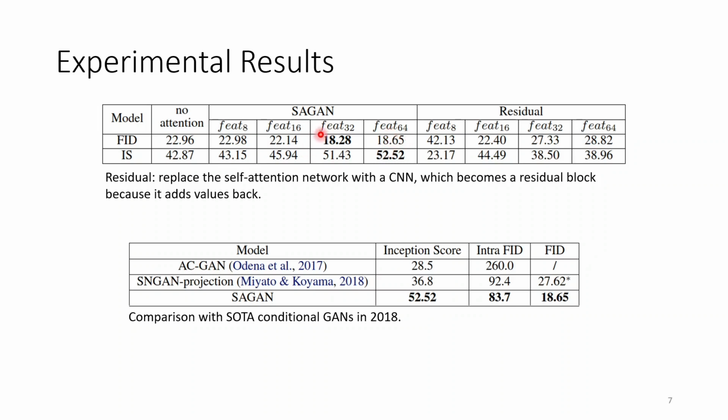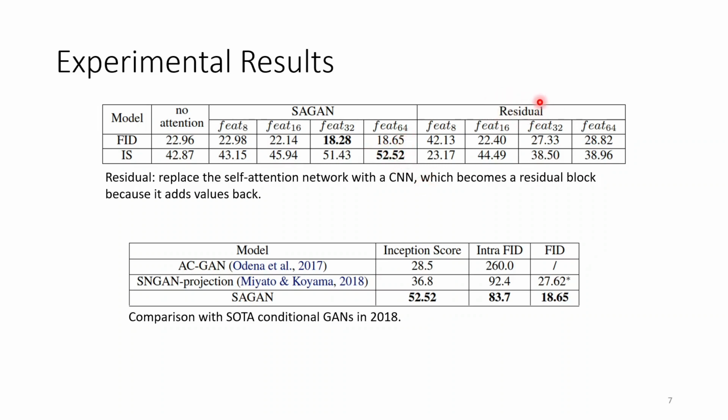Okay. And because self-attention is very expensive, in 2018 they could only apply self-attention to a single feature map. So they tried different feature maps and got the results. They found if they apply the self-attention to the feature maps of 32 by 32 pixels, they get the best FID score. But the best inception score was generated for the 64 by 64 feature maps.